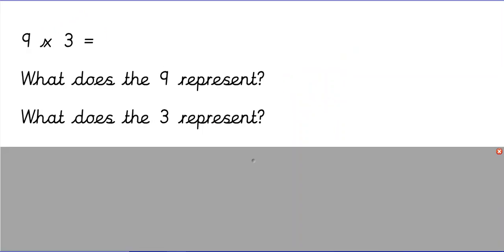Okay, have a look at this one. Can you complete this question yourself? If you need to, draw a diagram to help you, like we did on the previous slide. So you want nine lots of three. What does the nine represent? What does the three represent? Pause the video and have a go.